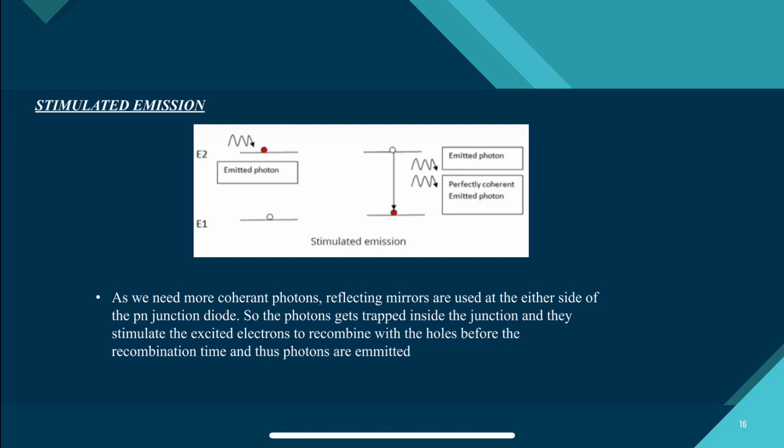Next is stimulated emission. As we need more coherent photons, reflecting mirrors are used on either side of the PN junction diode. So the photons get trapped inside the junction and they stimulate the excited electron to combine with the hole before the recombination time, and thus photons are emitted.